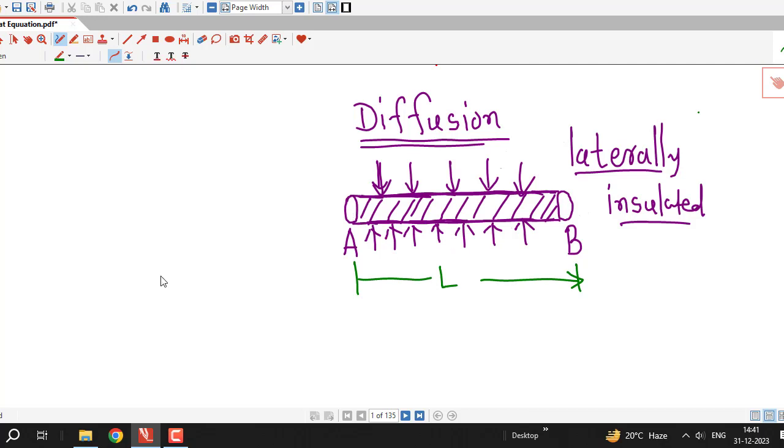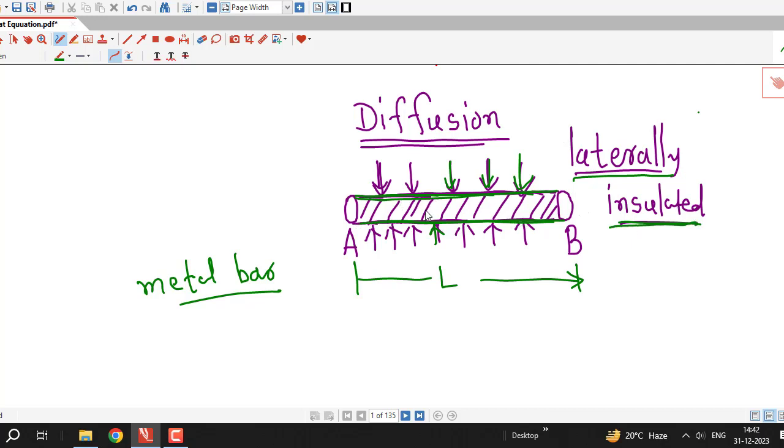So we are considering a thin metal bar or metal rod of length L with ends denoted by capital A and capital B, and we assume that the bar is laterally insulated. That means no heat can flow through the sides of the bar. This is the upper side and this is the lower side of the metal rod, and there is no heat flow through these two sides. In other words, the metal rod is laterally insulated.